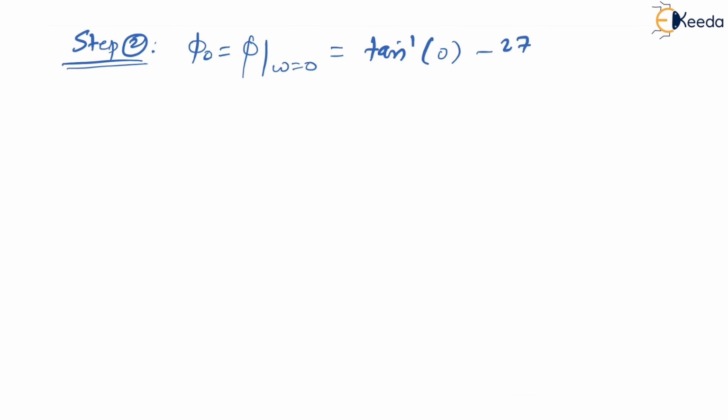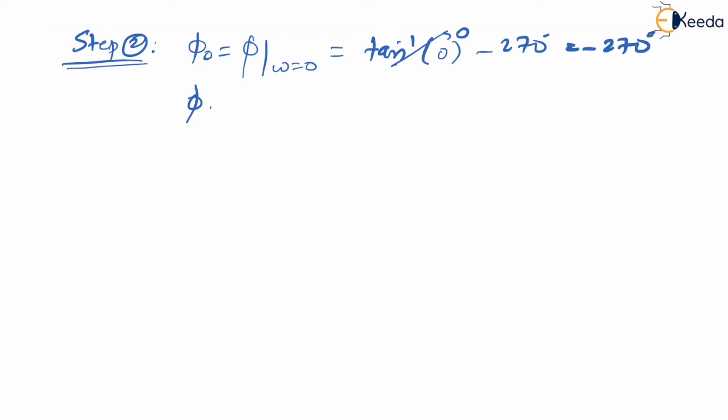Anyways, step 2 is to find the phase at 0 and infinity. So phi 0, which is phi at omega equal to 0, becomes tan inverse of 0 minus 270 degrees. Tan inverse of 0 is 0, so your phi 0 becomes minus 270 degrees.